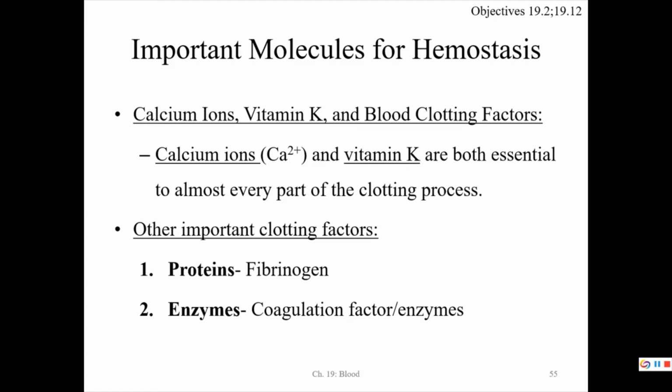Calcium ions and vitamin K are needed in almost all parts of clotting, especially coagulation. This is why if you don't give a baby a vitamin K shot, they can bleed to death. Their little thin, sharp fingernails can cut them and they can bleed to death. Proteins like fibrinogen are needed, in enzymes like the clotting factors, coagulating factors. These are all enzymes. Almost all of the enzymes in blood clotting are what we call proteases, enzymes that break down proteins, and they help activate the protein.